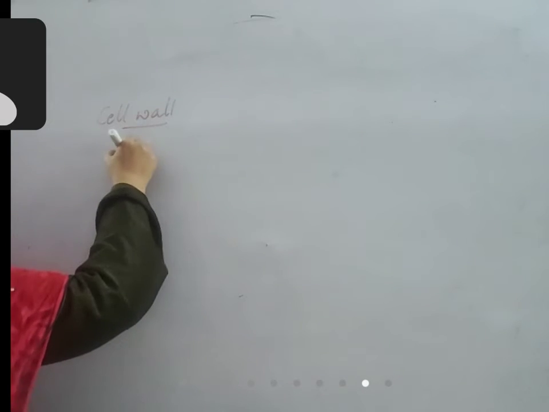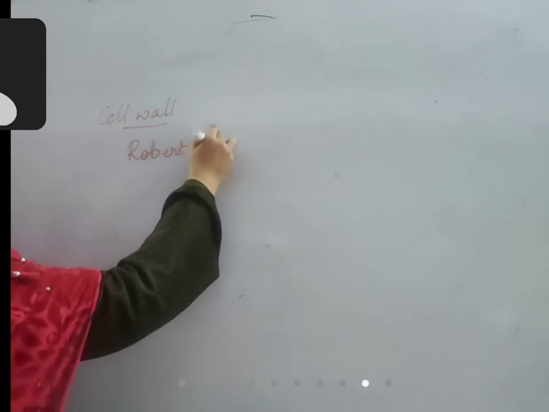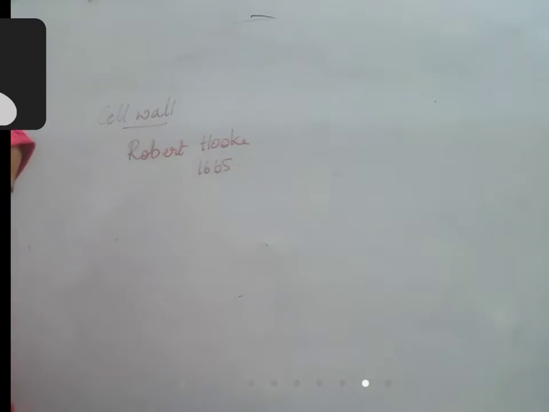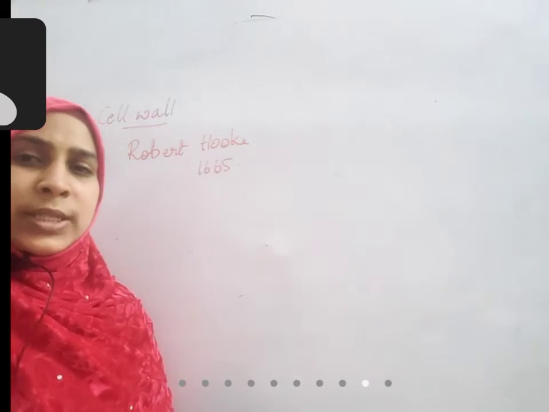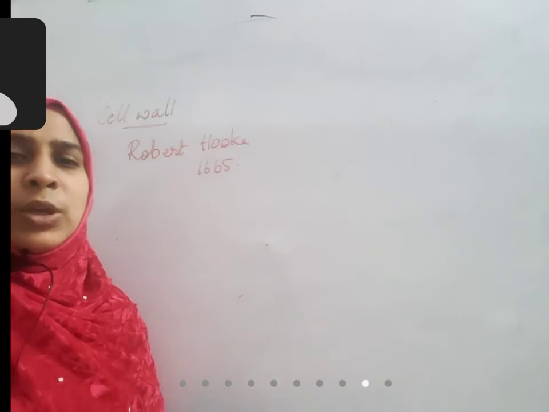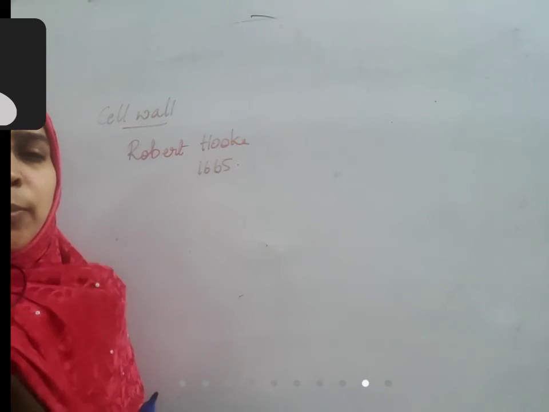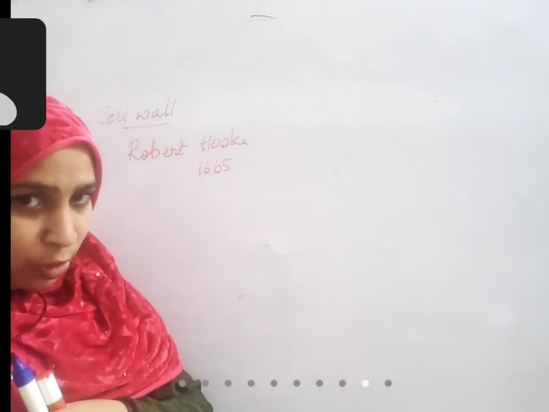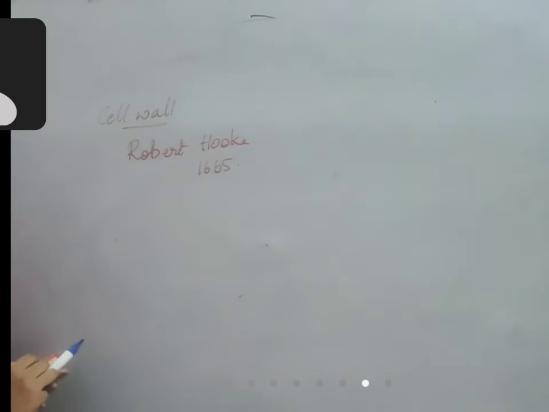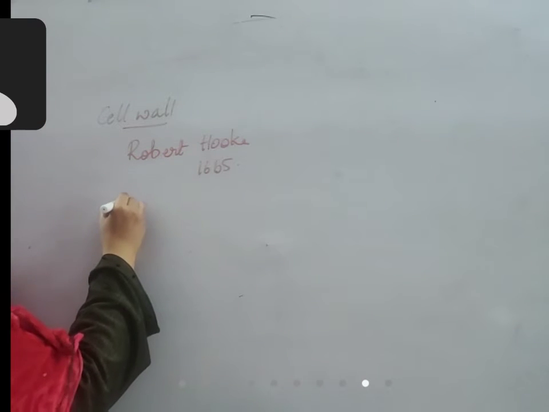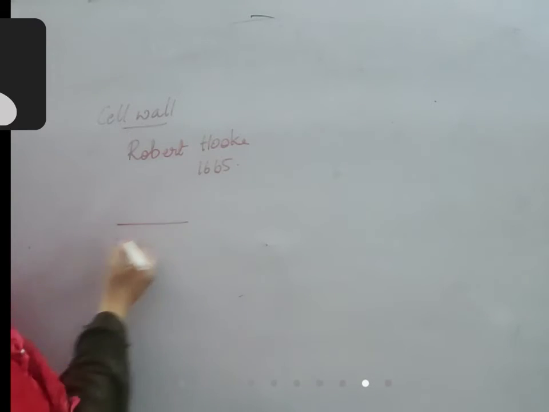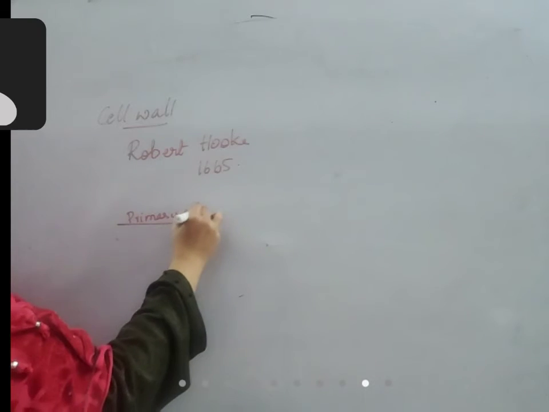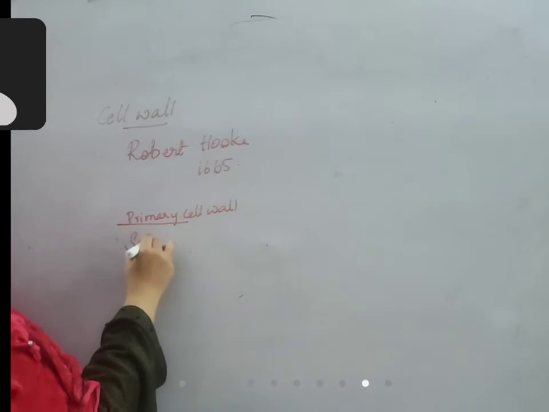Cell wall was also discovered by Robert Hooke in the year 1665. Did he do a separate experiment to do this discovery? No. When he was doing the experiment with the cork, at that time only he saw the compartments and named it cell. Then the outermost layer, that is nothing but cell wall. This cell wall is composed of one middle lamellae, one primary cell wall, and one secondary cell wall.